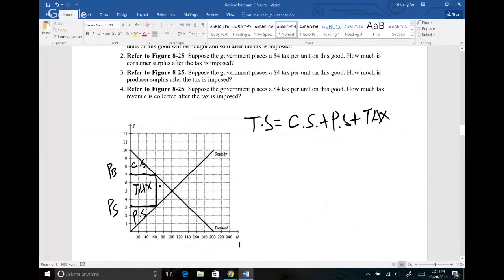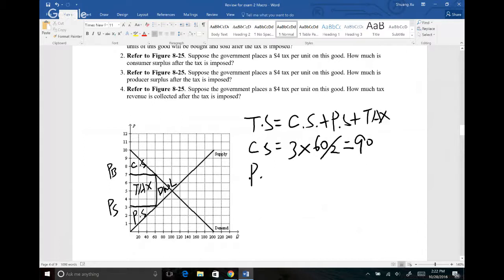Now, this little triangle over here, this is called a dead weight loss. All right, so let's find each one. For consumer surplus, that's going to be the vertical distance from 10 to 7. That's a 3. So 3 times 60 divided by 2. That's going to be a 90.